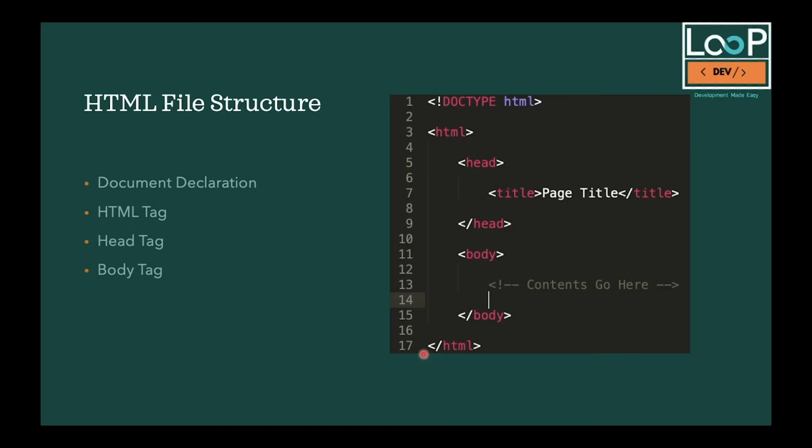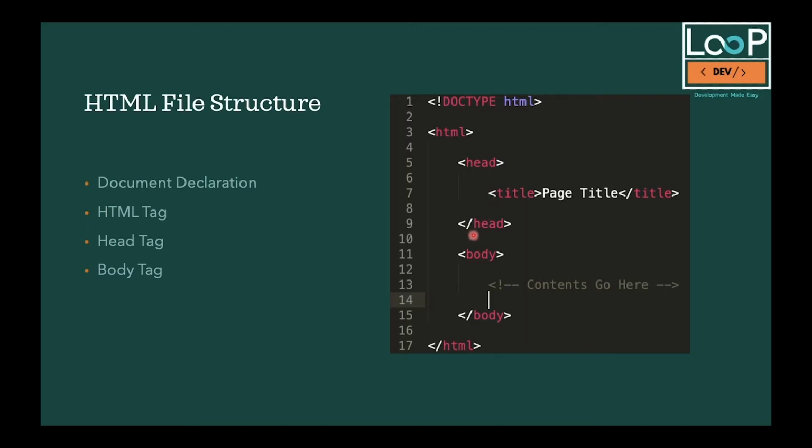Inside the HTML tag, we have got two other main tags. The first one is head, which starts from line 5 and ends on line 9 in this case. And then we have got a body tag, which starts on line 11 and ends on line 15. The head tag can include things like page title, links to CSS files, links to JavaScript files, and also some meta tags, which we'll be discussing later on in the course. Remember that anything inside the head tag is not displayed in the document body or web page body.